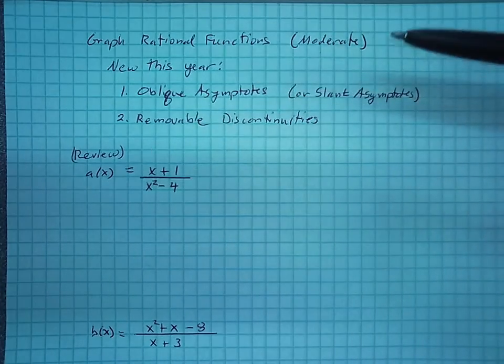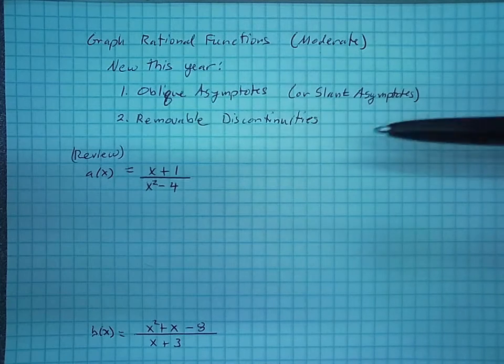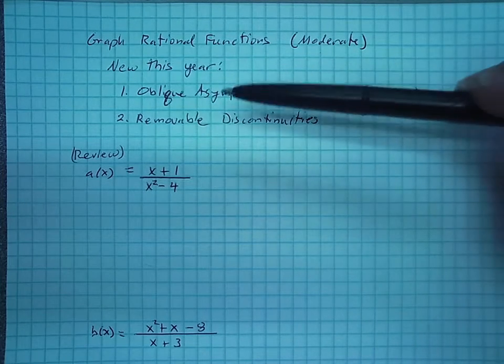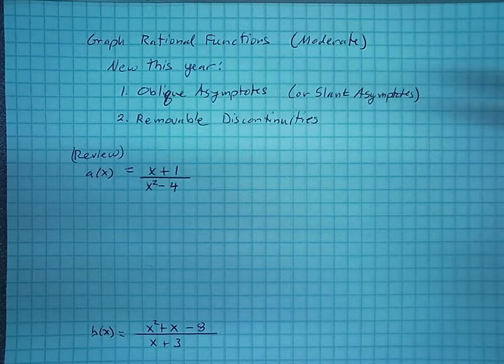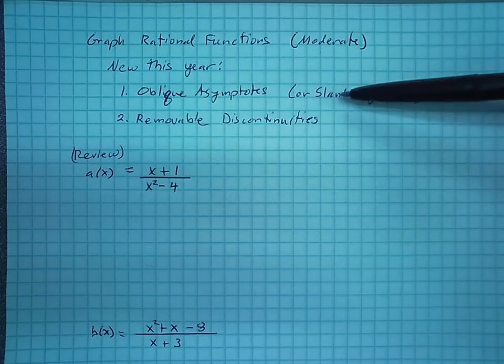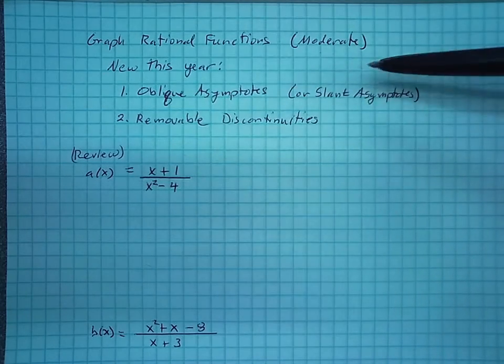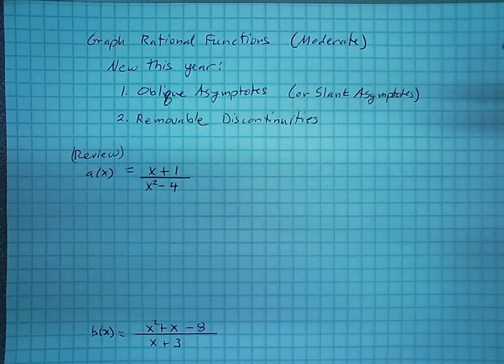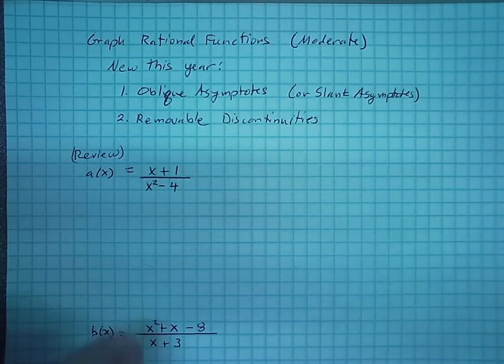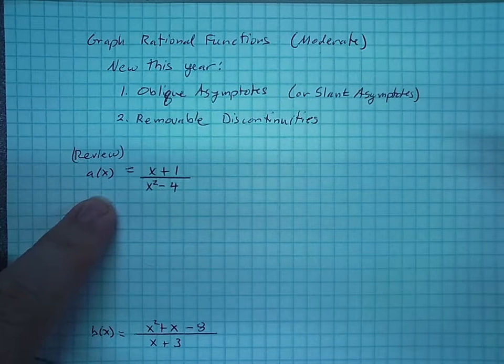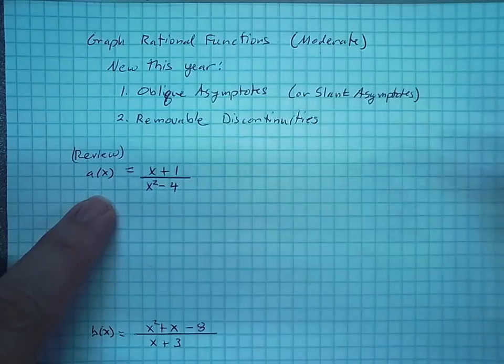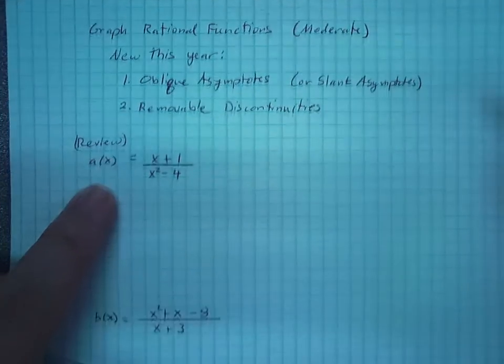This year, though, we're introducing two new concepts, so I'm going to be flying through the introductory stuff. The first one is oblique asymptotes, which I usually call slant asymptotes, because slant is an easier word than oblique. But those will be new. And then also we're going to talk about removable discontinuities, which is something we're going to see in pre-calculus that we didn't see in Algebra 2. My first example here has neither of those. So it's basically a review from last year.